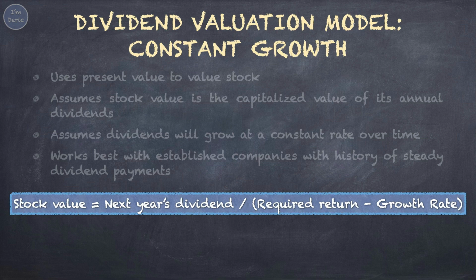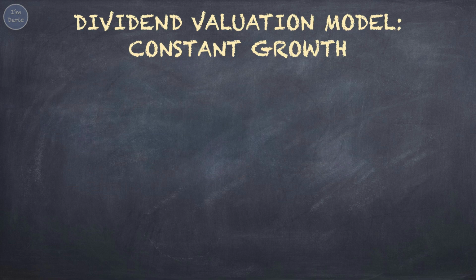To calculate the intrinsic value of a stock under constant growth model, we take next year's dividends over required return minus constant growth rate. Mathematically, the formula can be expressed as P0 equals D1 over K minus G. The following is an example for constant growth model.